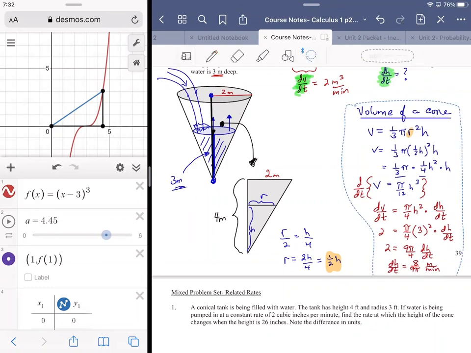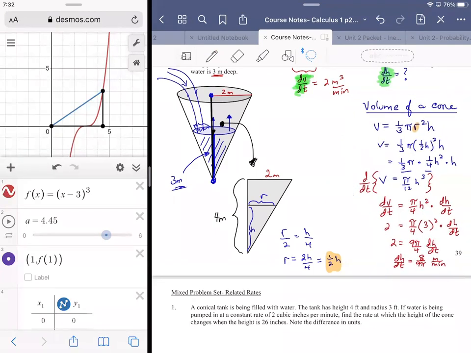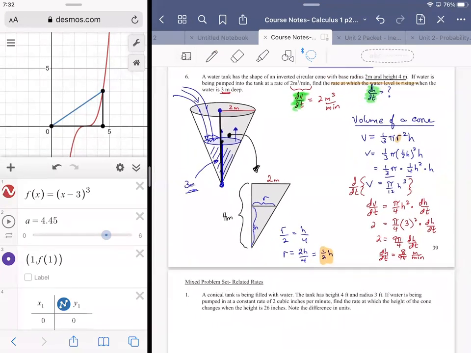All right, but you can see here that this is a little bit of a twist where, aside from the fact that you're dealing with a three-dimensional figure, but we've handled those before, you now have a need for a second equation. All right.